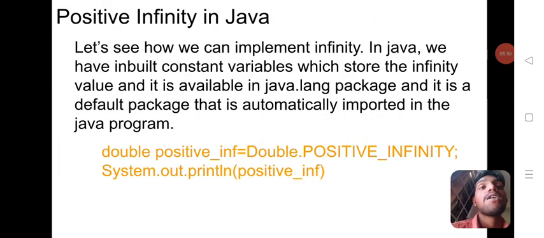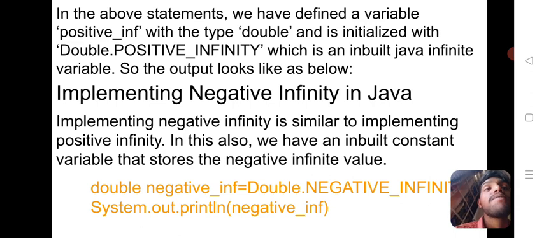Implementing infinity in Java. Let's see how we can implement infinity in Java. We have inbuilt constant variables which store the infinity value, and they are available in the java.lang package, which is automatically imported in the Java program. In the above statement, we have defined a variable positive infinity of type double, initialized with Double.POSITIVE_INFINITY, which is an inbuilt Java infinite variable. So the output looks like below.